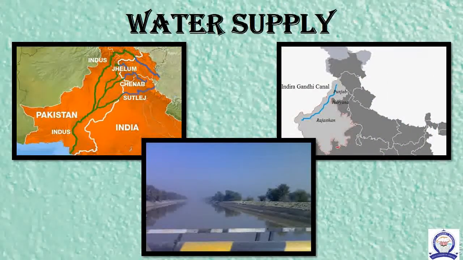Water supply. Now, the government is trying to improve the condition of Rajasthan. Water from the Satluj River and its tributaries is being diverted to the desert through a long canal called the Indira Gandhi Canal or the Rajasthan Canal. It is one of the longest canals in India. The water from the canal is used for both household and farming activities.